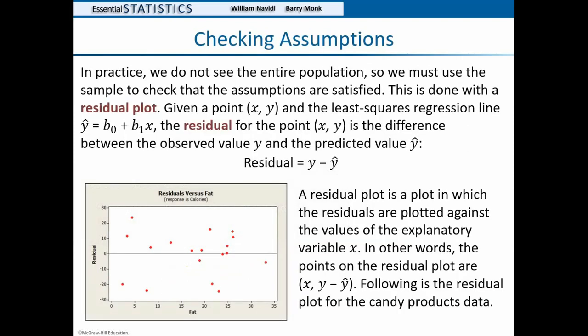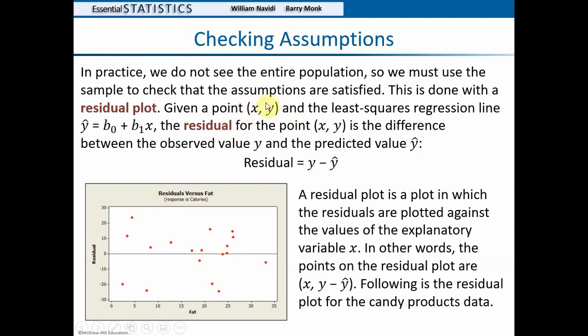So how can we check assumptions to see if everything holds to do what we're doing for a regression? In practice, we do not see the entire population, so we must use the sample to check that the assumptions are satisfied. This is done with a residual plot. So here's the residual plot. This is what it's going to look like.